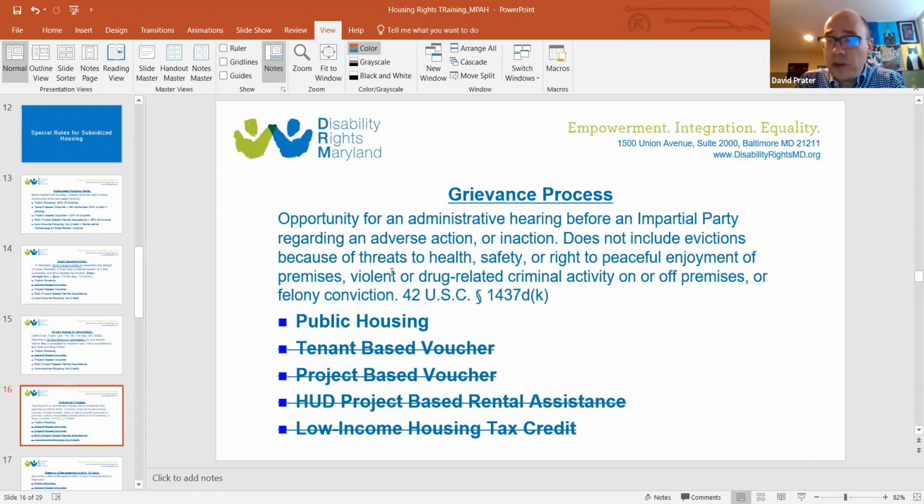Now, after this grievance process is exhausted, that doesn't mean the housing authority can then evict the tenant. The housing authority then has to go through the judicial process to evict the tenant under Maryland's breach of lease statute, or also the failure to pay rent statute.